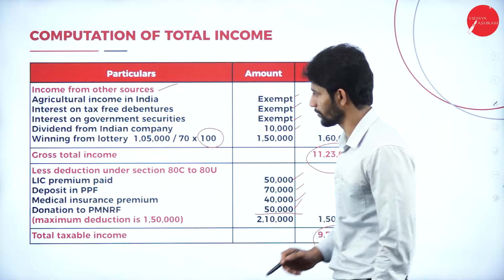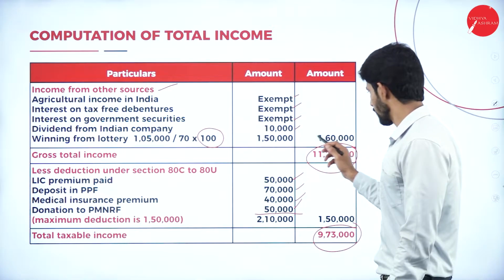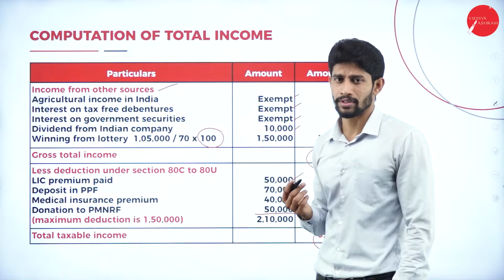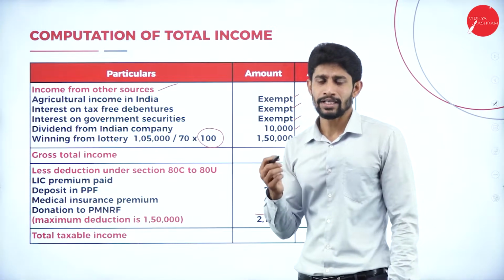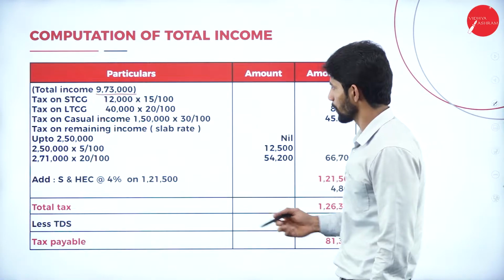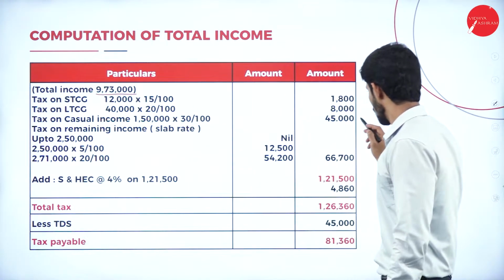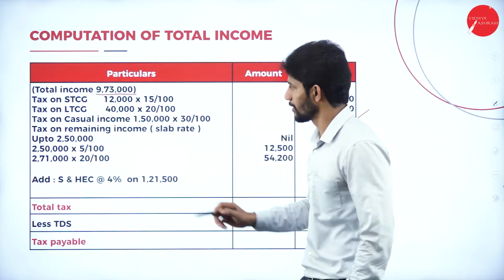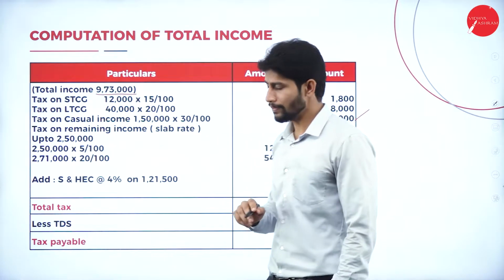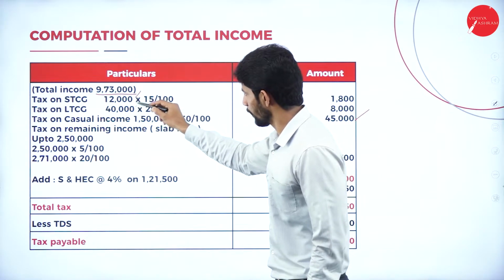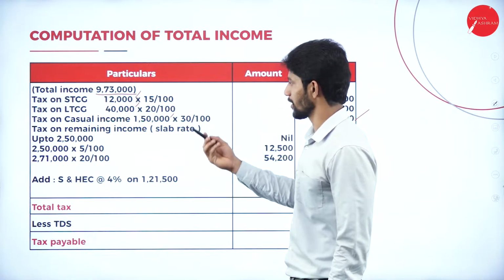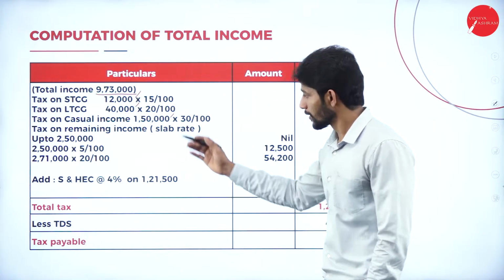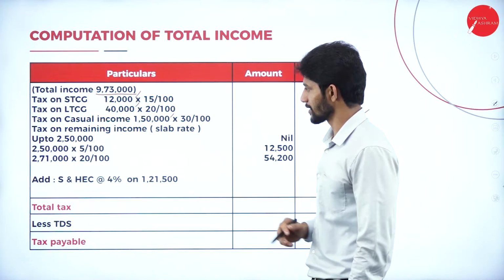And tax on casual income, that is winning from lottery. Here we have 1,50,000. On 1,50,000 we are supposed to compute 30%. Yes, we all know the tax on casual income is 30%. So now compute 30% on 1,50,000. You will get 45,000. Next, tax on remaining income. Yes, 9,73,000. We taxed 12,000, 40,000 and 1,50,000. So what is the remaining balance we have? On that remaining balance, we are supposed to compute the tax based on the slab rate.